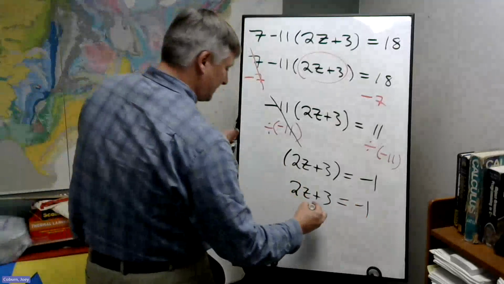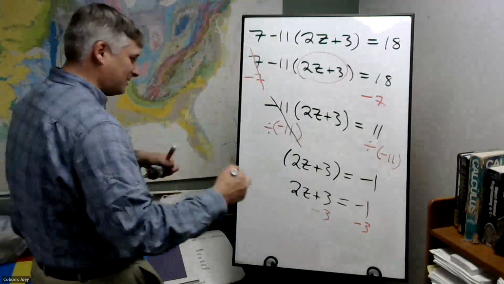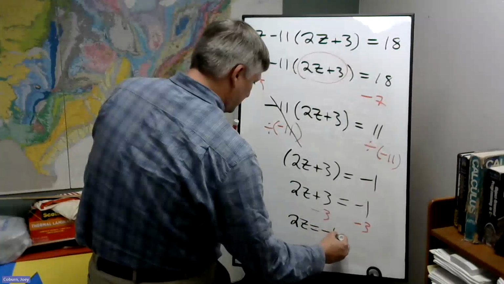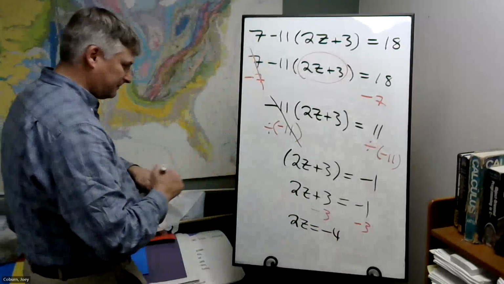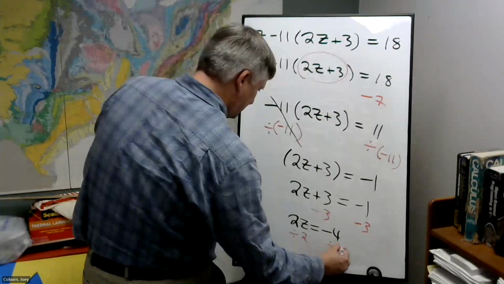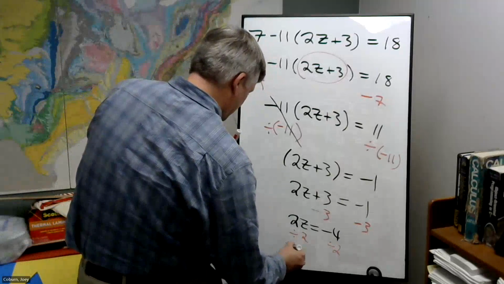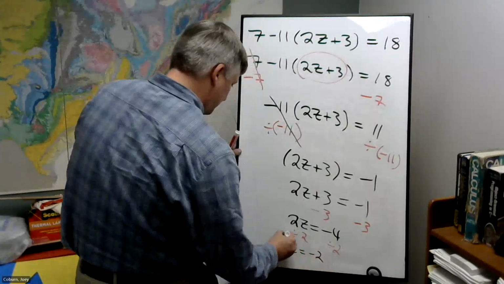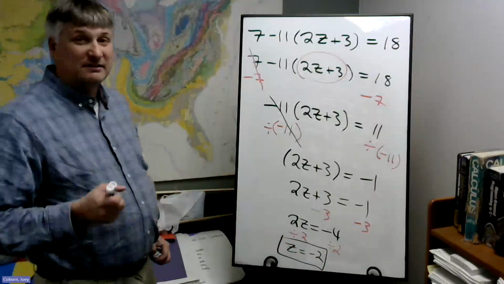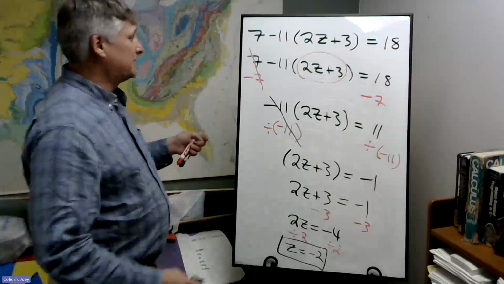Proceed as before. Subtract 3, subtract 3. 2z minus 4. Divide by 2. Z is minus 2. And that's it.